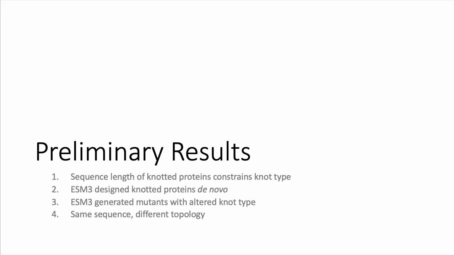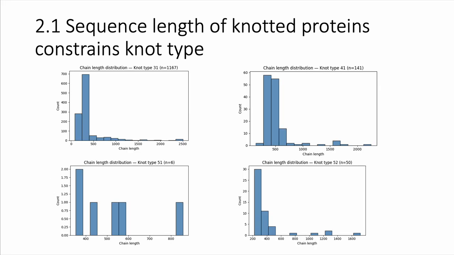So just to share some preliminary results, we looked at the typical sequence length of knotted proteins just to have a general idea on whether the sequence length defined in our prompt would even be sufficient for forming entanglements. And we noticed that sequence length did not seem to significantly affect the knot type of proteins.